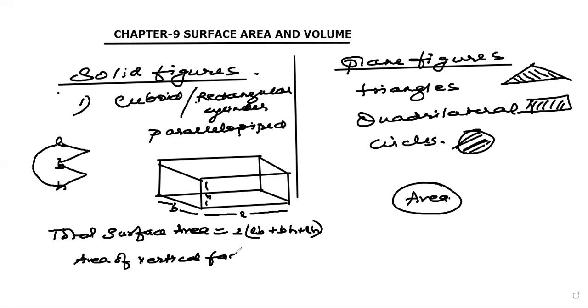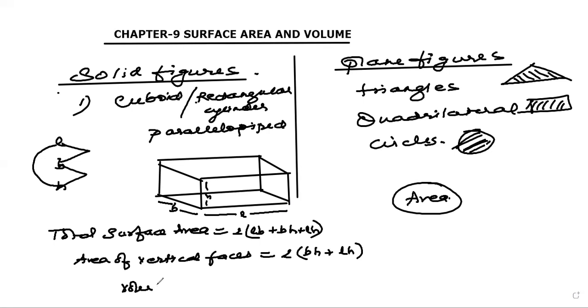Now, when you want the area of vertical faces, children, remember what we do. This first term LB, I remove. So what does the formula become? 2 into (BH plus LH). Are you getting me here? 2 into (BH plus LH).